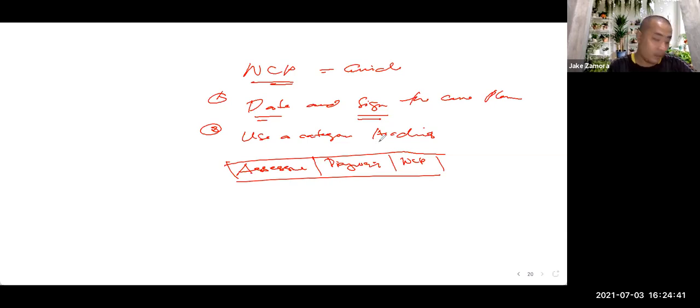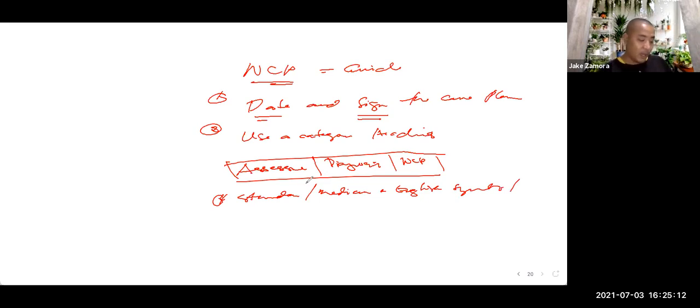What are the other guidelines? Use a standardized and approved medical or English symbol. Then be specific, the same as what I said earlier. Ensure that the plans contain an ongoing assessment and so on. For this one, just refer to your module. So these are some of the other guides that you can follow in your NCP. Do you have any questions so far?